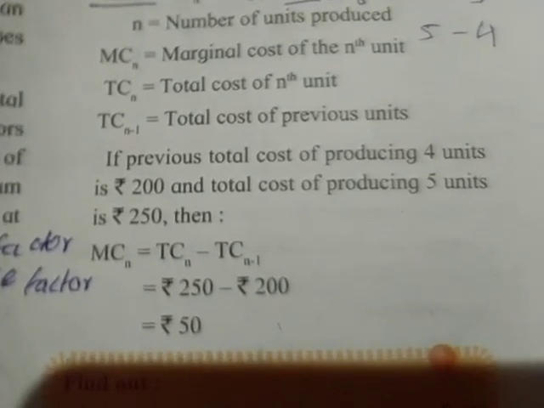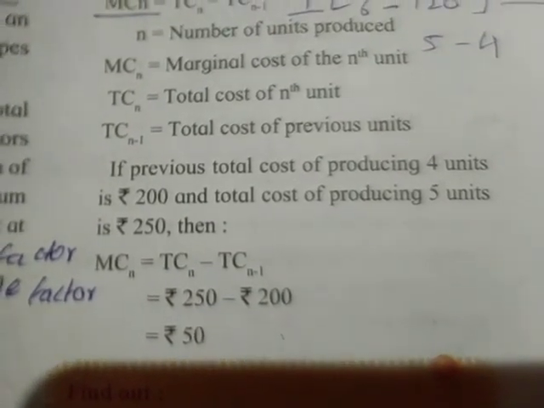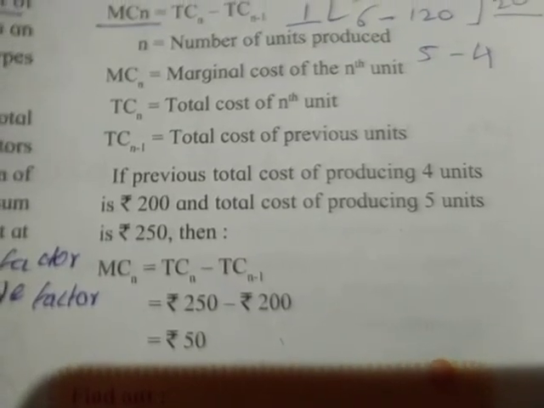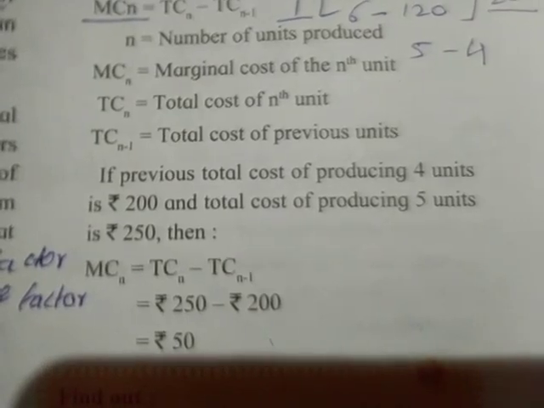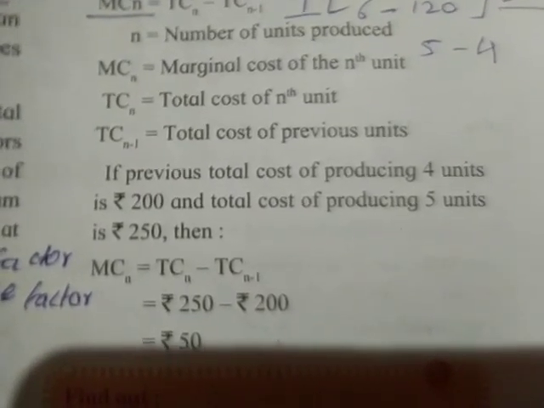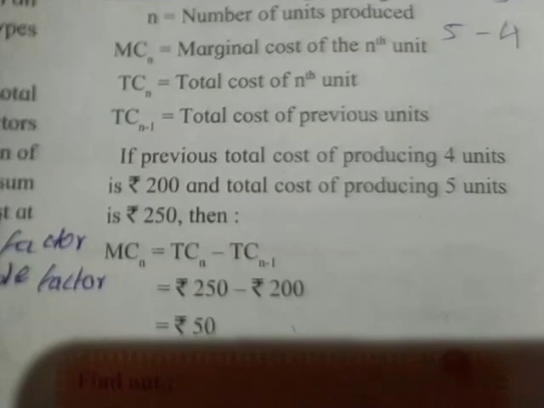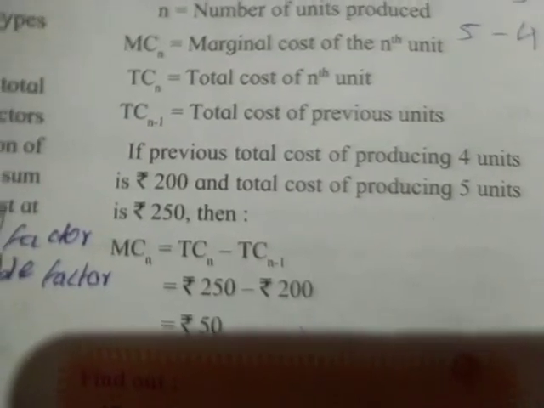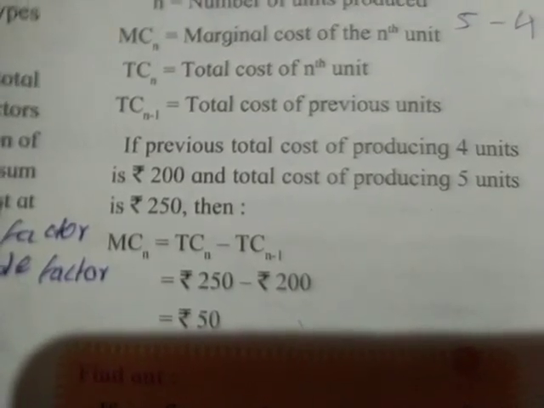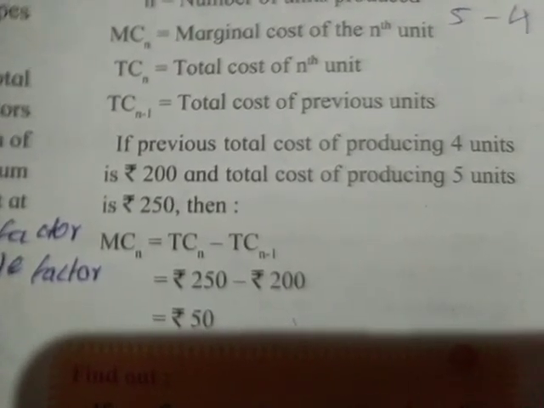If previous total cost of producing 4 units is rupees 200 and total cost of producing 5 units is rupees 250, then MCn is equal to TCn minus TCn minus 1, which is 250 minus 200 rupees, which gives the answer rupees 50.